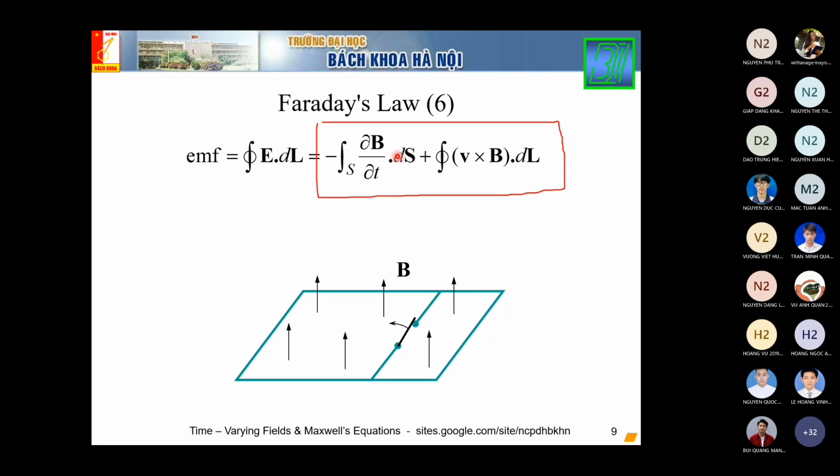We can consider this formula. Is there a time varying field in this case? No, because we are supposing that the field is uniform, so there is no delta B over delta T. Is there a relative motion between the frame and the field? No, there is no relative motion. So v here is 0, and therefore we can come to the conclusion that in this case there is no EMF.